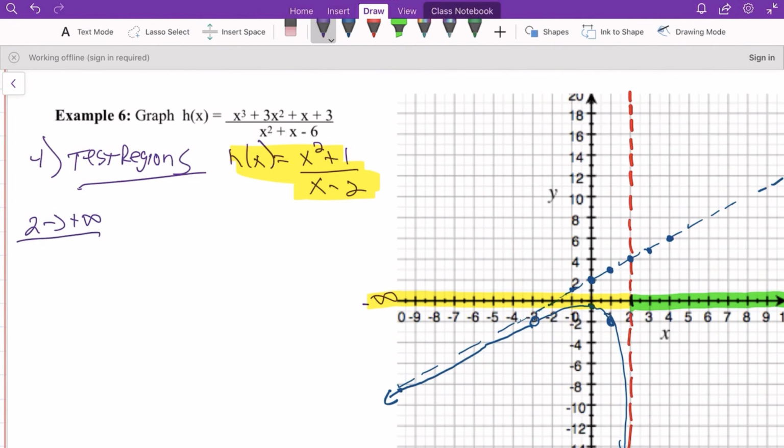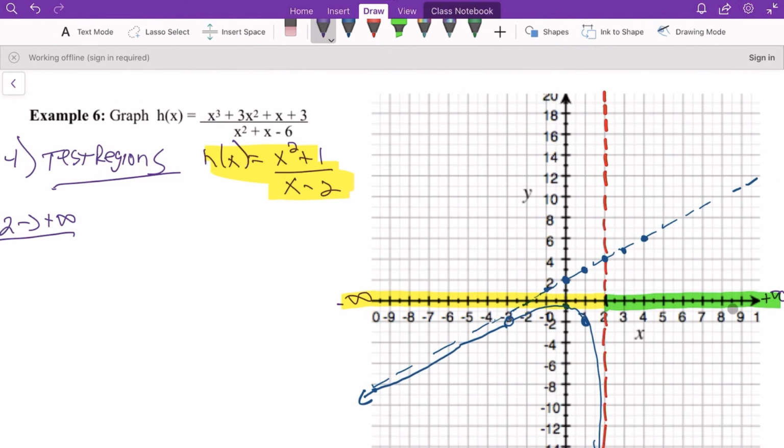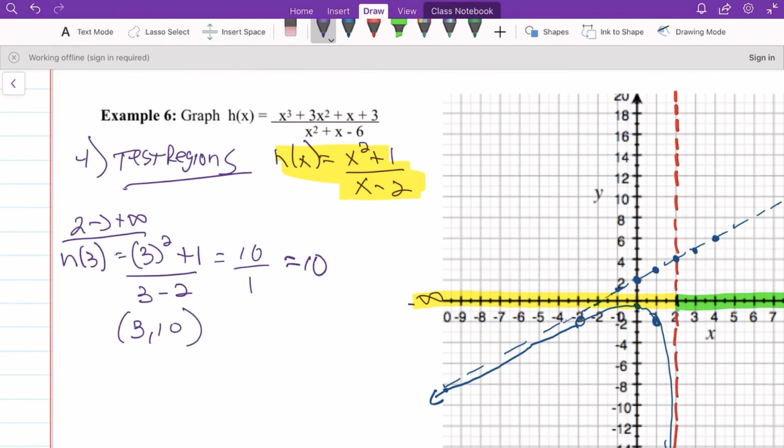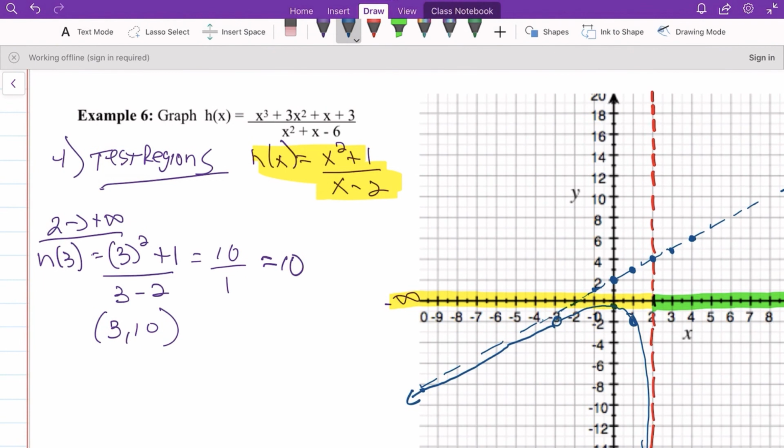And again, we need to pick a point from 2 to infinity. So let's do h of 3. And we're going to have 3 squared plus 1 over 3 minus 2. So we're going to wind up getting 10 over 1, so we have a value of 10. So we substitute a value of 3, we get a value of 10. So let's plot that point on the graph. We have (3, 10).